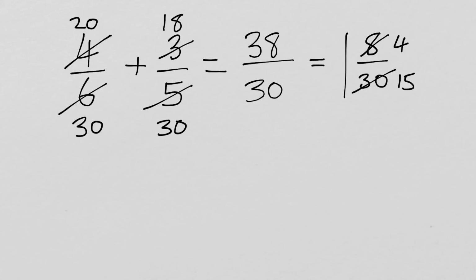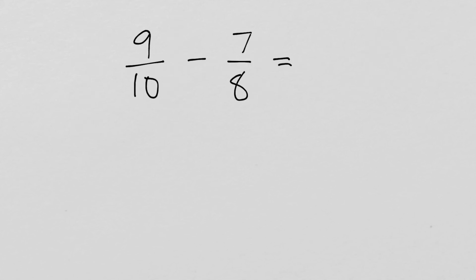4 15ths, I can't divide that by anything. It's not in a multiplication fact family. Can't be divided by 2. Can't be divided by 3. The bottom can be divided by 3, but the top can't. Can't be divided by 5. So 1 and 4 15ths is my answer.